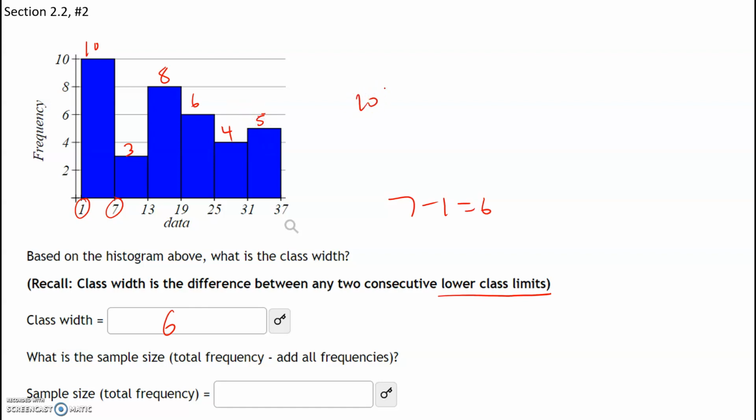If I add, do it down here, 10 plus 3 plus 8 plus 6 plus 4 plus 5, that's 13 plus 8 is 21, plus 6 is 27, plus 4 is 31, plus 5 is 36. So the total frequency, or the sample size, is going to be 36.